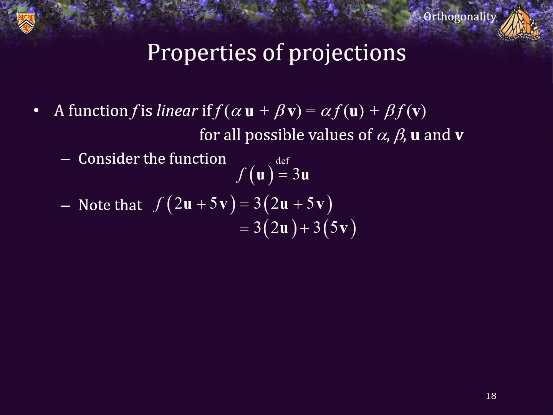Note that f applied to this linear combination of vectors is equal to 3 times that linear combination. By the distributive property, it's equal to that. By the associative property of field multiplication and scalar multiplication, that is equal to that expression. And, oh, wait a second. This is just 2 times the function f applied to U plus 5 times the function f applied to V. So this is one simple example of a linear function.